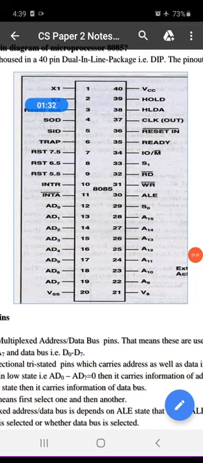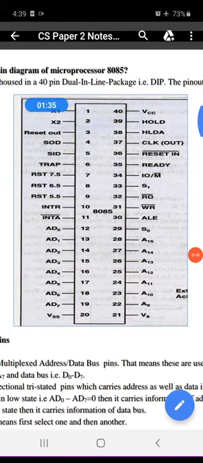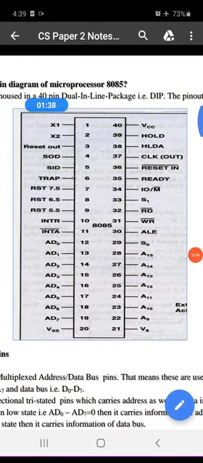The next is RESET OUT. This RESET OUT is used for an output message showing that the processor is reset, so that its registers, stack pointer and program counter become 0, and it can be reset for the next operation. The next pin is pin number 4, SOD, which stands for serial output data. It is used to output data serially on a port.